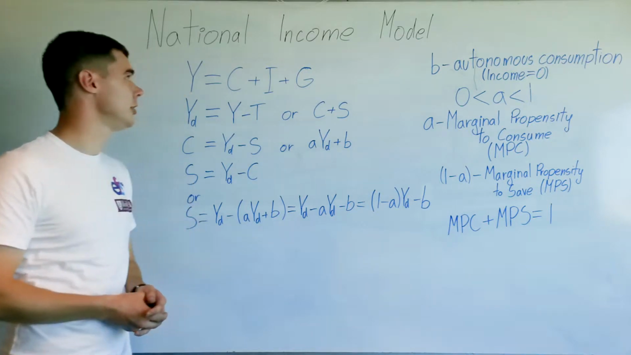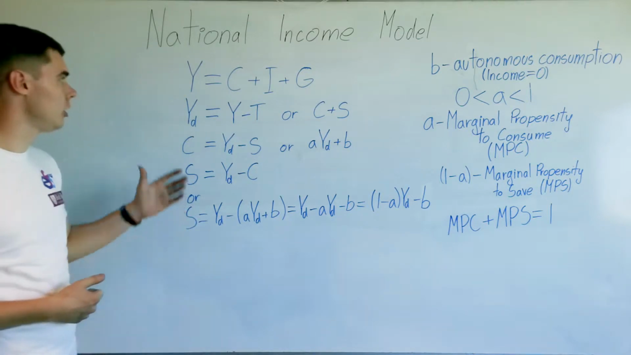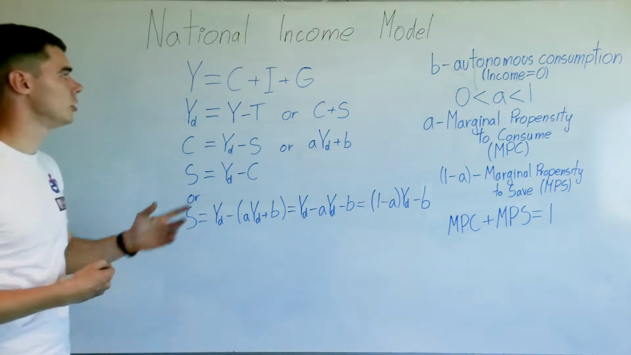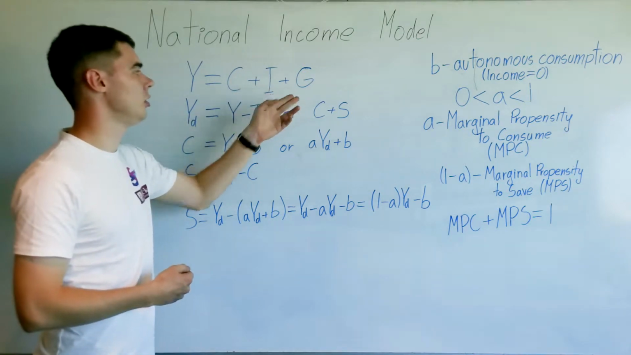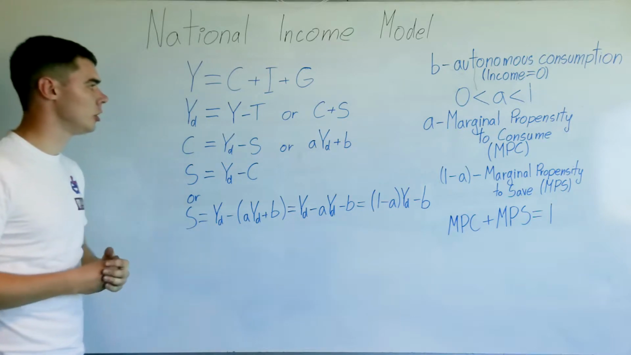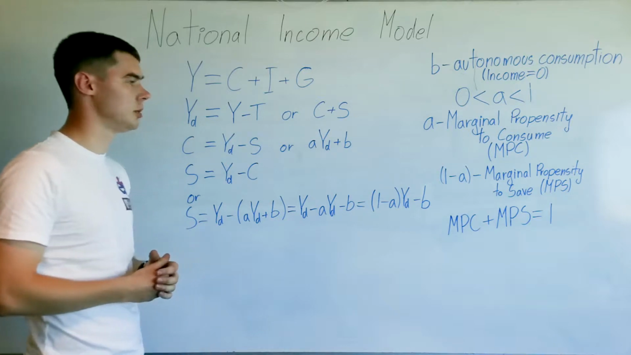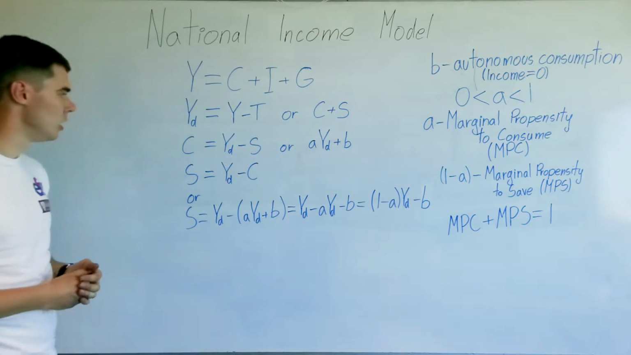Formulae of the national income model are presented here. So, to calculate income, you need consumption, investments, and government spending added all together. Disposable income is expressed as income minus taxes, or consumption plus savings.